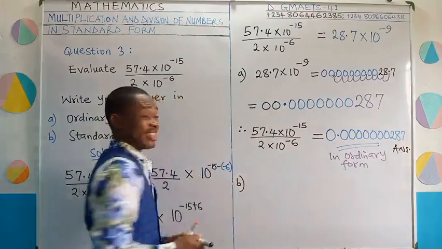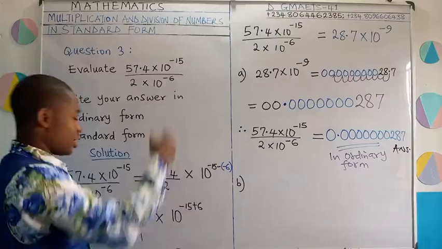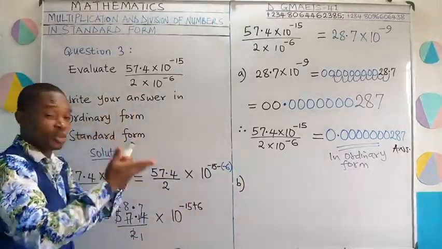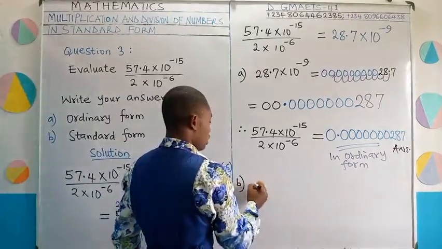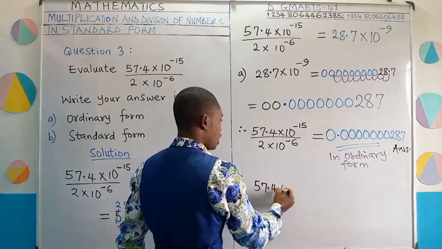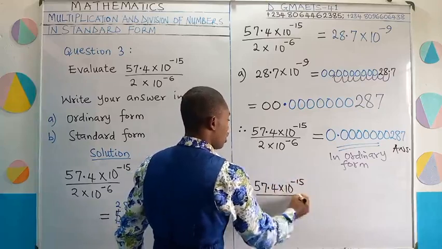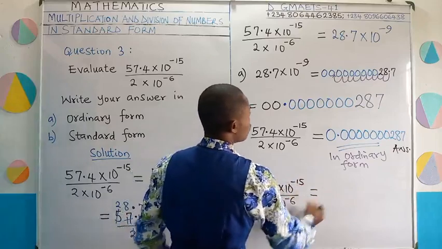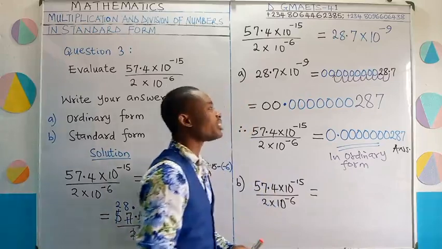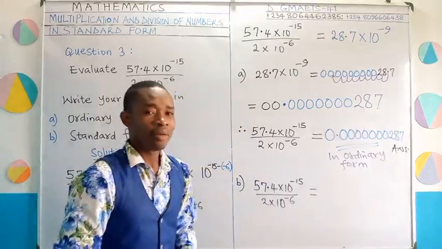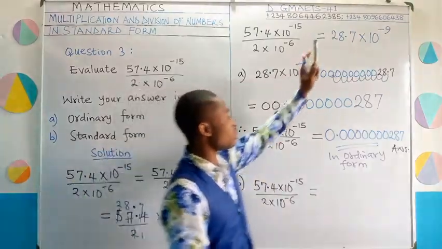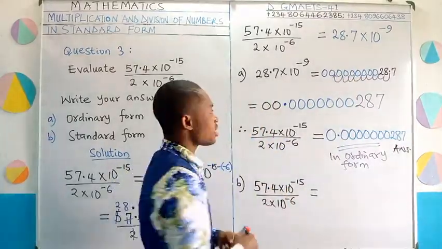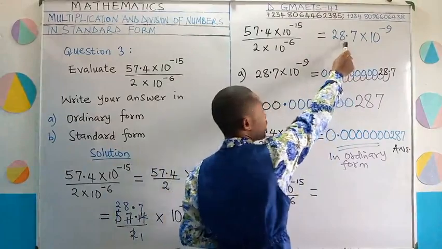Alright, B part. In standard form. We've already gotten our answer in standard form. Let me just write it out again, because question B says we should write the answer in standard form. So in standard form, 57.4 times 10 to the power of minus 15 all over 2 times 10 to the power of minus 6 is equal to 28.7 times 10 to the power minus 9. But you know that that answer is not in its basic standard form. So we need to work on it to get it in basic standard form.